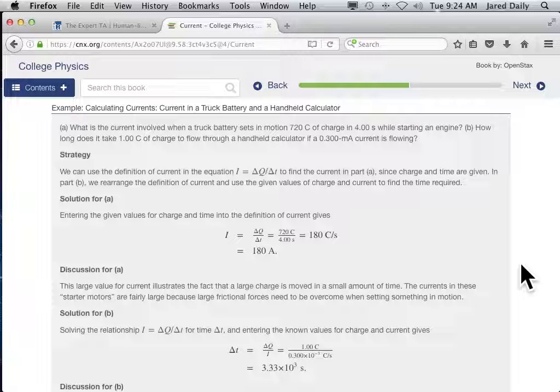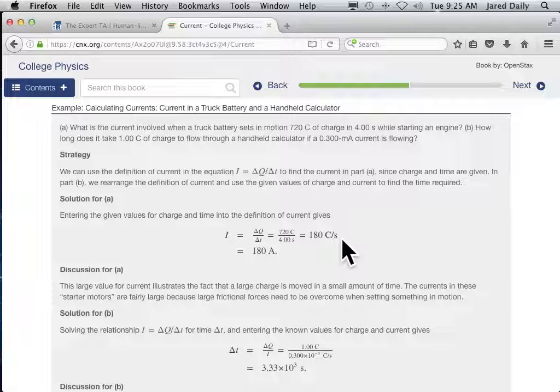The first one, they give us the amount of charge and the time, which is simple. Charge divided by time is equal to current. So we get 720 divided by 4, we get 180 coulombs per second. That's 180 amps. In case you're wondering, that's a lot of current. Okay? 180 amps will kill any living organism if it has enough voltage to get through its skin or whatever. 180 amps is a lot of current, and it's current that kills things.